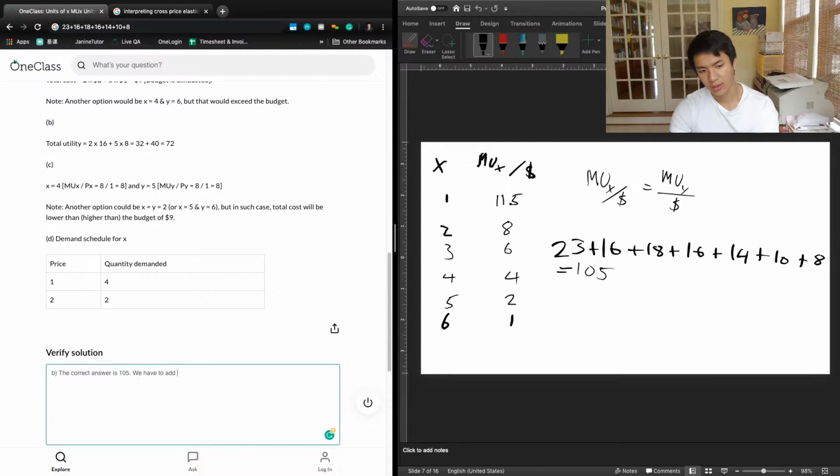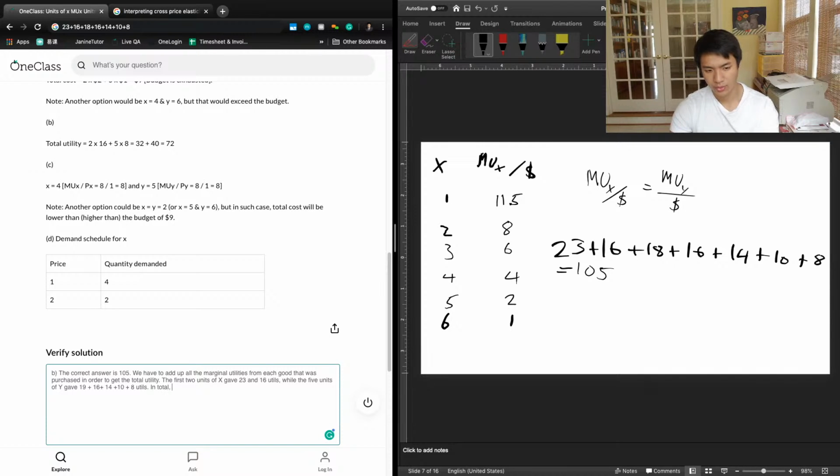We have to add up all the marginal utilities from each good that was purchased in order to get the total utility. The first 2 units of X gave 23 and 16 utils, while the 5 units of Y gave 18 plus 16 plus 14 plus 10 plus 8 utils.